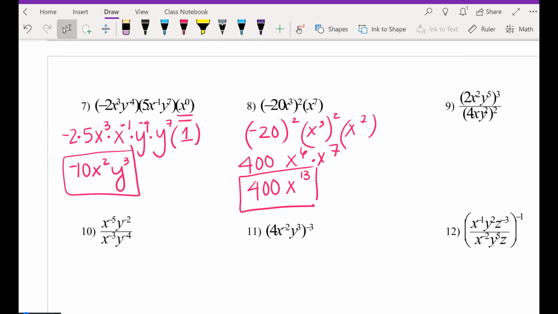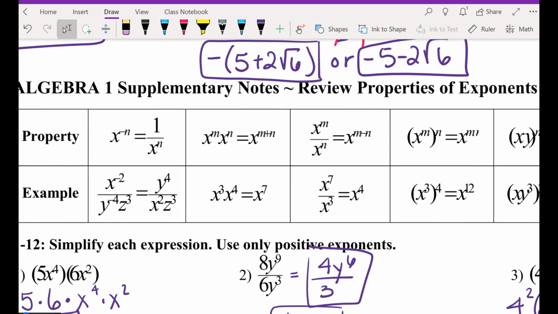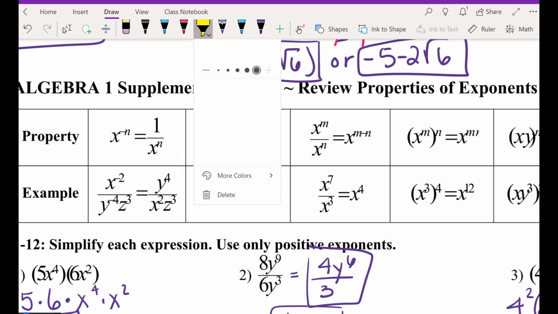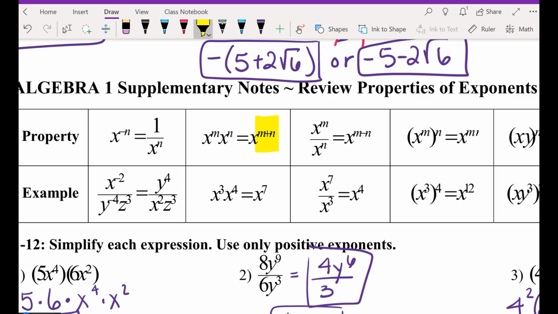Did you guys distribute? Oh, yes. When do you add the exponents and when do you multiply? Good question, y'all. We add exponents when the two bases are the same and they are multiplying each other. We multiply the exponents when it's a power to a power. Okay?